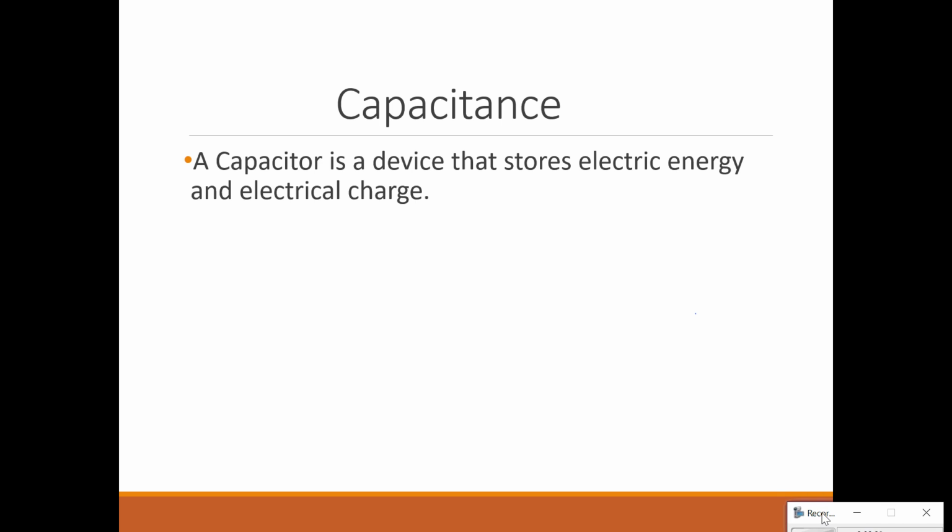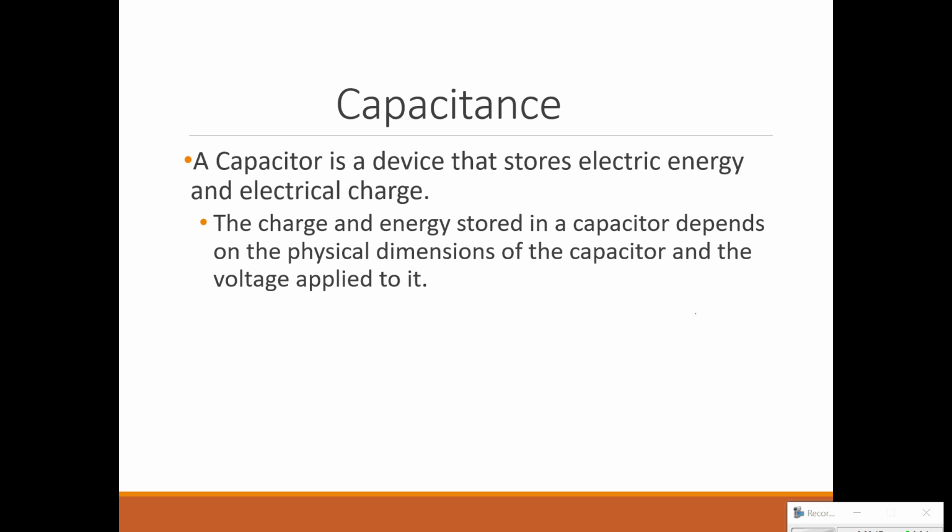Hello, AP Physics C. Today we're going to talk about capacitors and capacitance. I'm going to start with a capacitor. A capacitor is a device that we use in electronics that stores electrical energy and electrical charge. The amount of electrical energy and charge that can be stored on a capacitor depends on its dimensions.